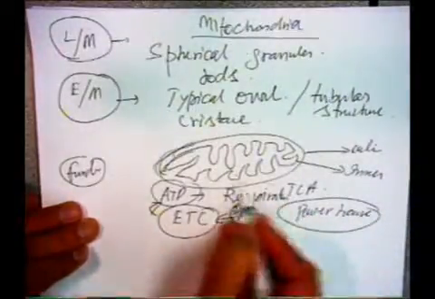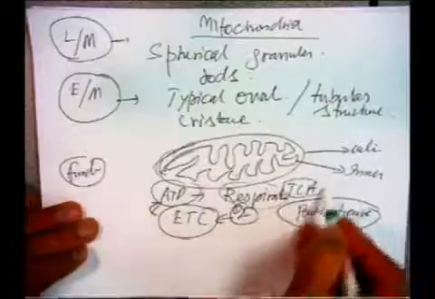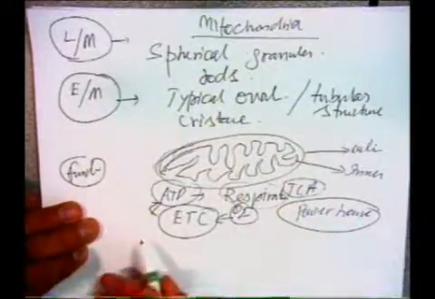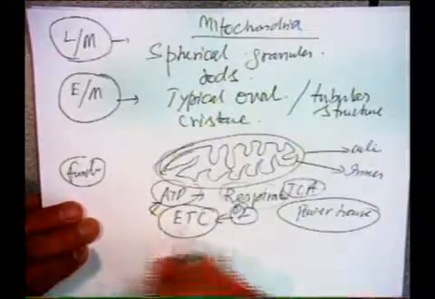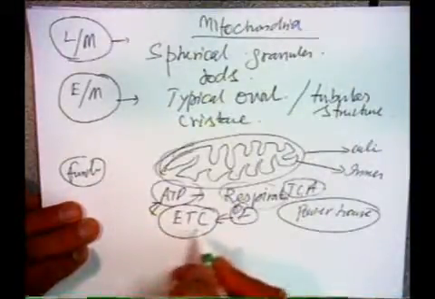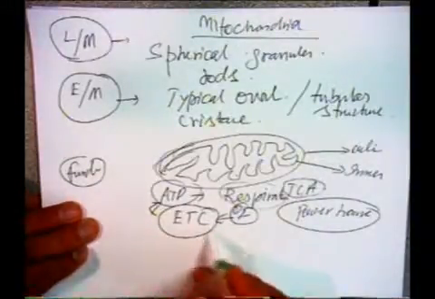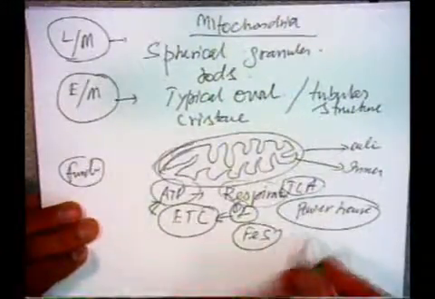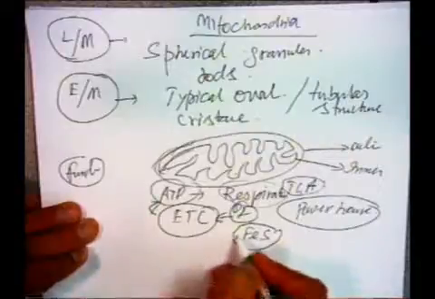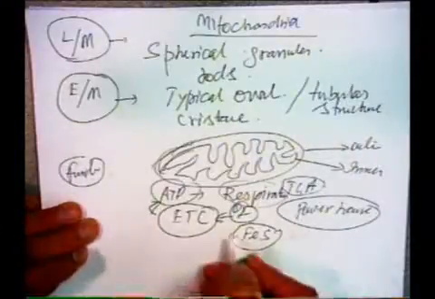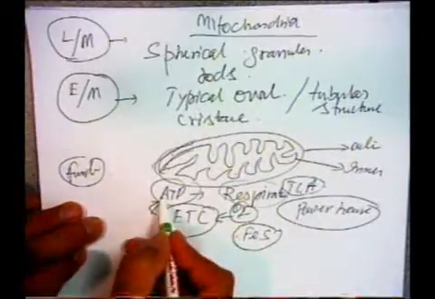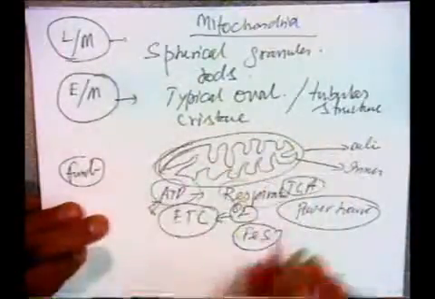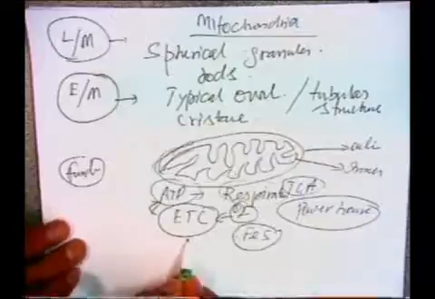So all these enzymes are present. The TCA cycle enzymes, tricarboxylic acid or citric acid cycle enzymes, are present in mitochondria. And then the electron transport chain has the intermediates, the iron-sulfur proteins, which transfer the electrons and thereby release the energy. That energy is used by ADP to form ATP. So this whole process takes place in the mitochondria.